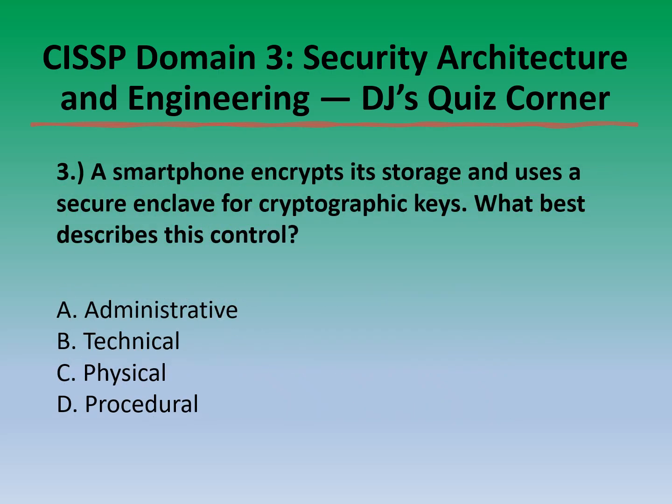Question 3. A smartphone encrypts its storage and uses a secure enclave for cryptographic keys. What best describes this control? A. Administrative. B. Technical. C. Physical. D. Procedural.